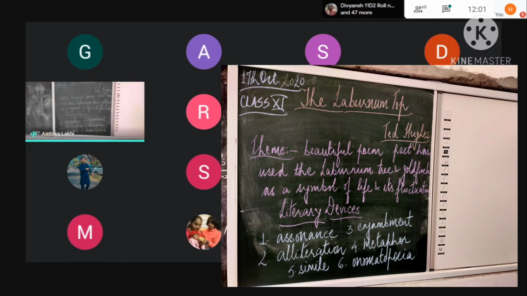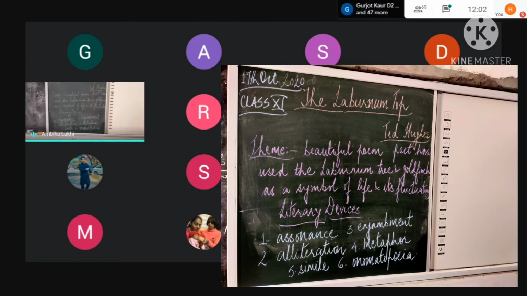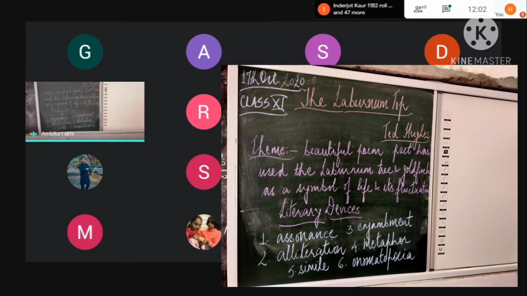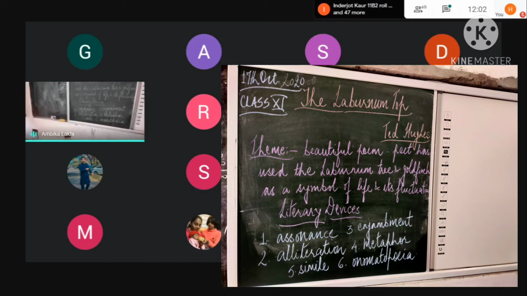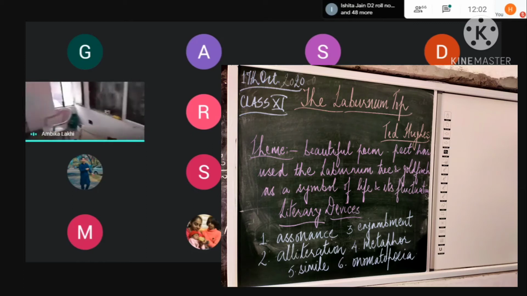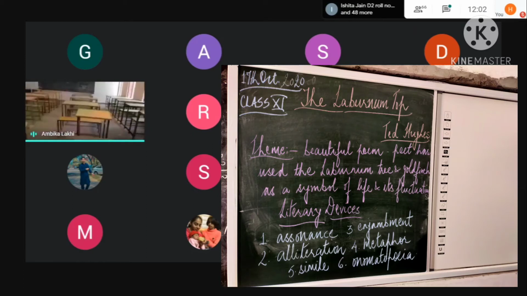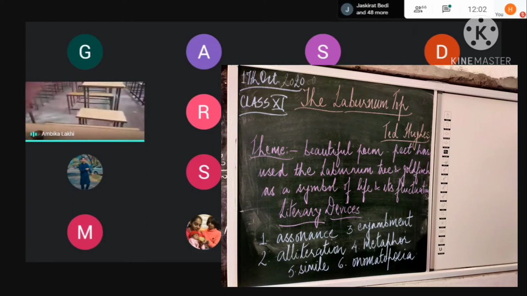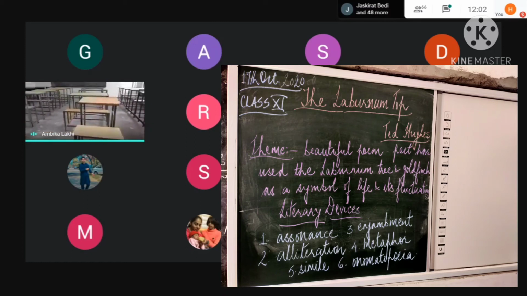And then he has used various literary devices, out of which many you have done earlier, but some of the literary devices are new for you. For example, assonance, enjambment, alliteration you've already done. You know what a metaphor is, you know what a simile is, and you also must be knowing what onomatopoeia is. So we would discuss all these literary devices, we would discuss the theme, and we would also discuss the poem in detail.